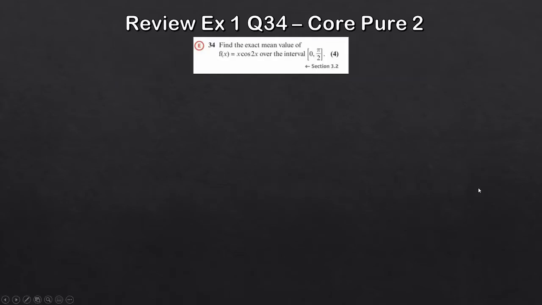Hopefully not too bad. The next question here from review exercise 1, a pretty standard kind of example, where we're looking to find the exact mean value of f of x equals x cos 2x over this interval. So we're using trig functions here, and this is a nice example because it requires integration by parts. Integration by parts is something you should be very confident with at this point in A-level further maths. So f of x is x cos 2x over 0 and pi over 2.